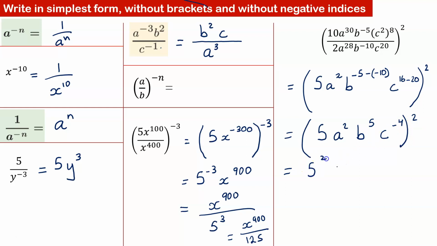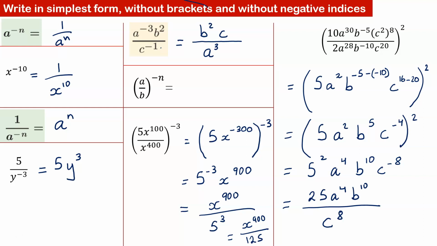We have 5 squared. a squared squared is a to the 4. b to the 5 squared, we multiply them, we get 10. Now we have c to the negative 8. One last step. We can do 25 here instead of the 5 squared. a to the 4, b to the 10. c has a negative exponent, goes down there like that.